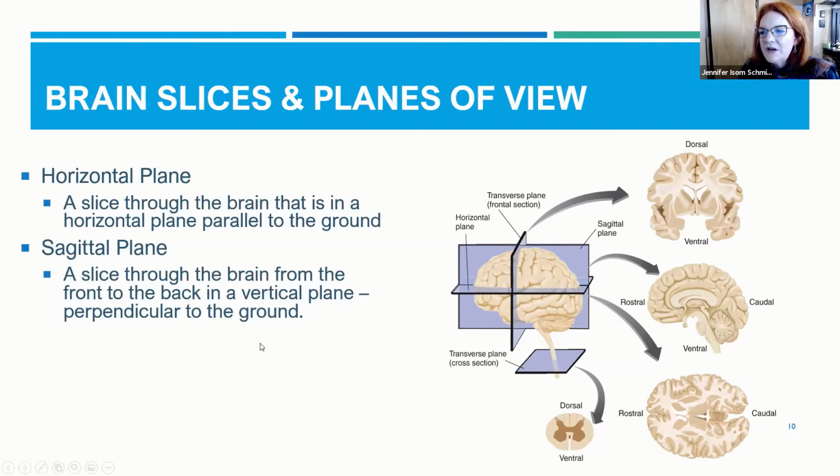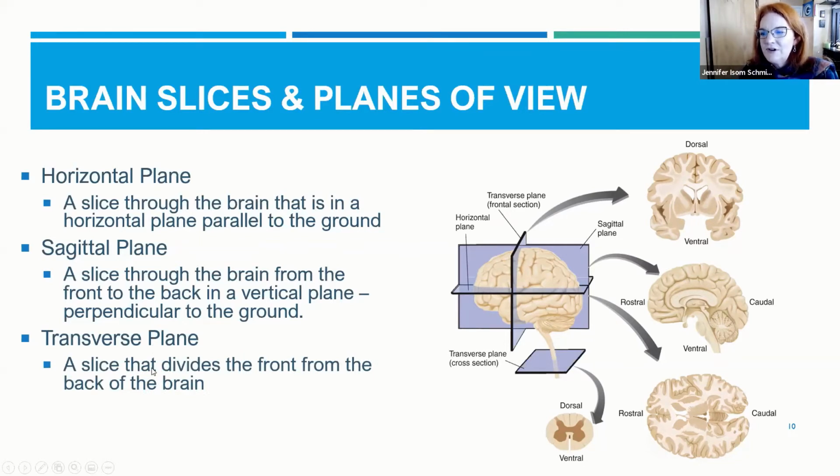And then the last one is the transverse. The transverse is sometimes called a coronal plane or a coronal cut. And if you think about cutting a roll of salami, when you slice up that salami into little round circles, you're creating transverse cuts, or slices that are in a transverse plane.